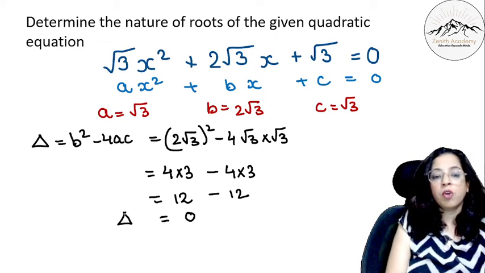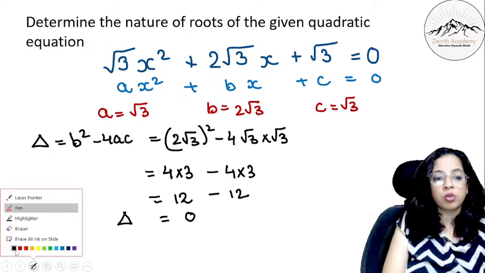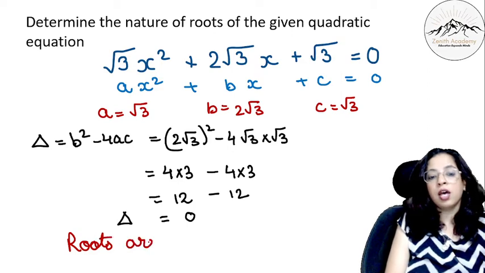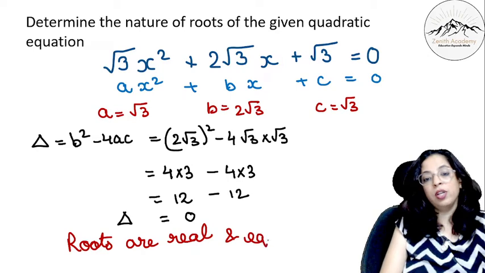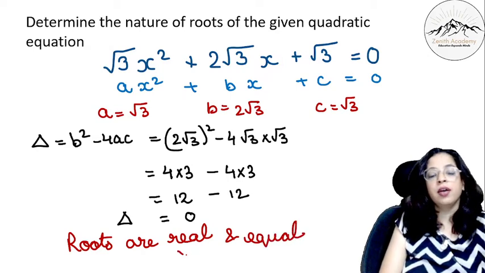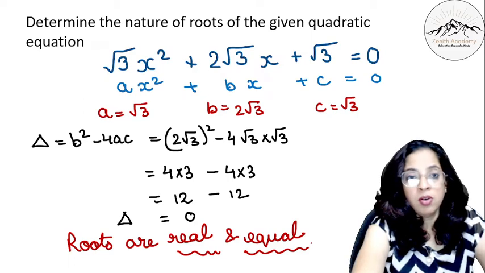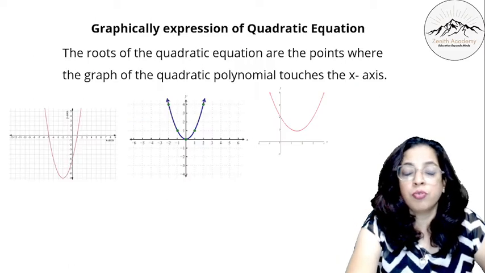So here you have got discriminant is equal to 0. So whenever the discriminant is equal to 0, the roots are real and equal, because discriminant is equal to 0. So roots are real and equal. I hope you have got it very well now. The nature of roots, how to find out.